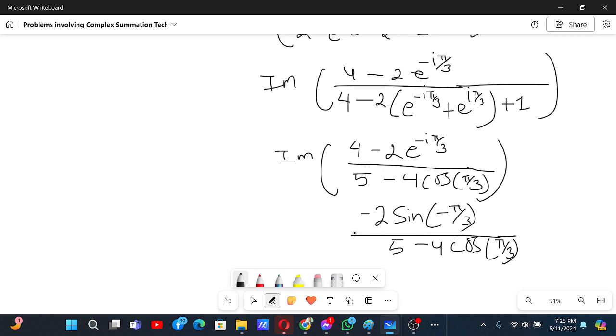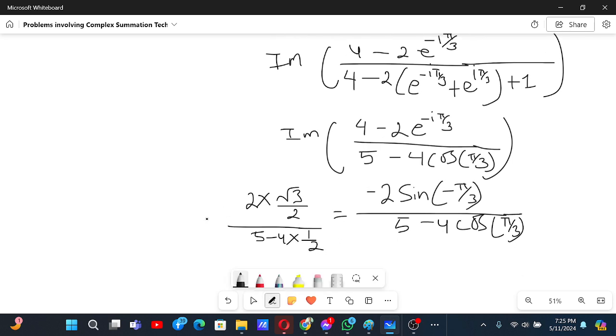Now let's find it. Now the sign comes out and minus minus cancels out, so we have 2 times sine of 60, which is root 3 by 2, by 5 minus 4 into cos of 60, which is 1 by 2. Yes, so we just have root 3 by 5 minus 2. Yes, and that is root 3 by 3, that is 1 by root 3. What a neat answer, what a proper answer.